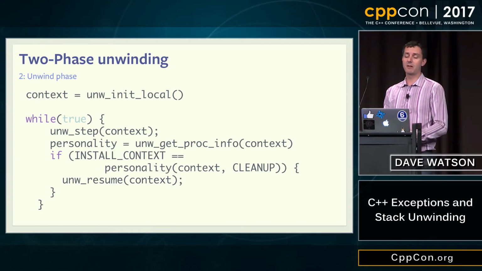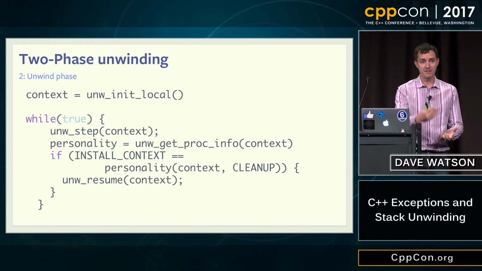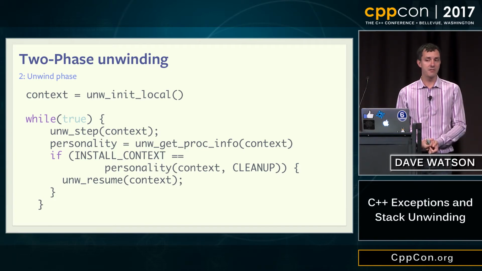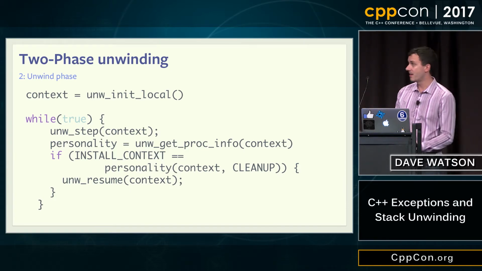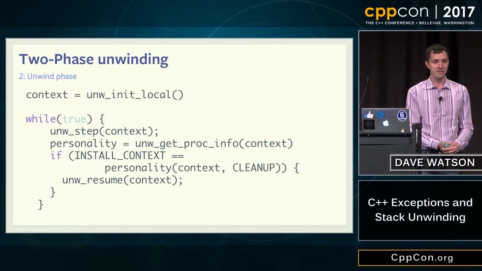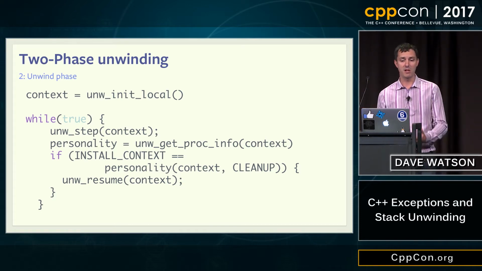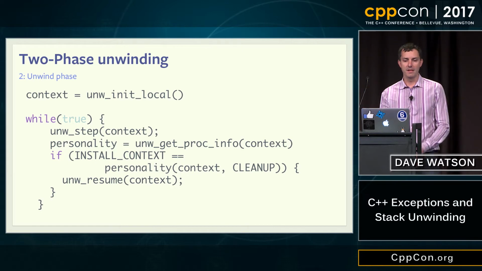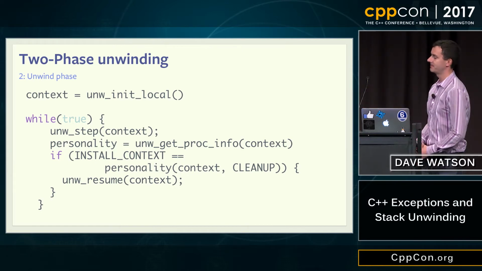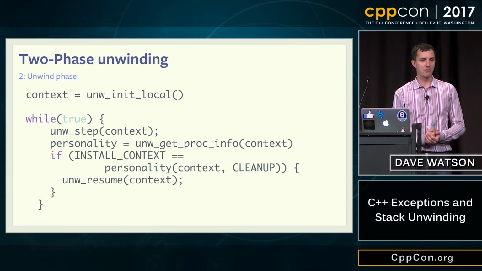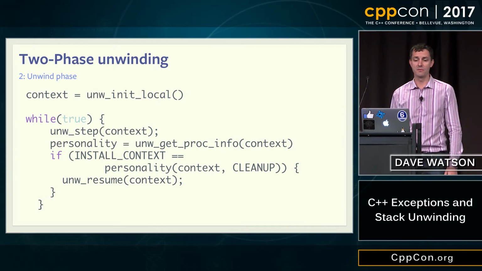returns, hey, is this the right location that we actually need to install the context or not? So if this is our handler, we're not going to clean up. Instead, we're going to reset the instruction pointer, which is done somewhere in the personality using unwind set instruction pointer, to the correct catch block. And then libunwind says unwind resume. So it resets all the registers to the correct values and resumes execution from there.